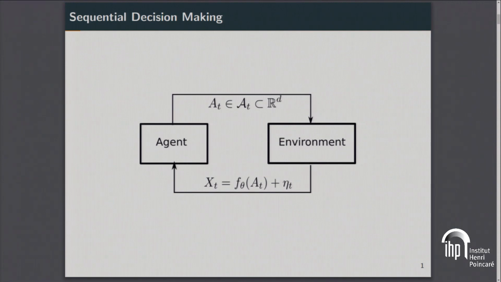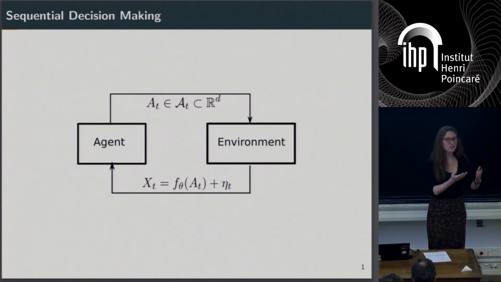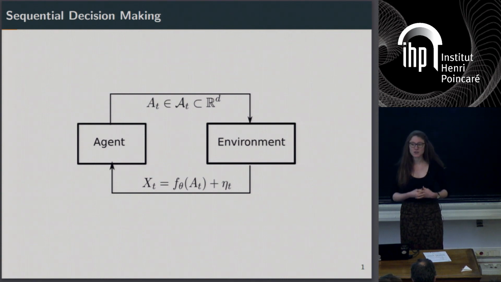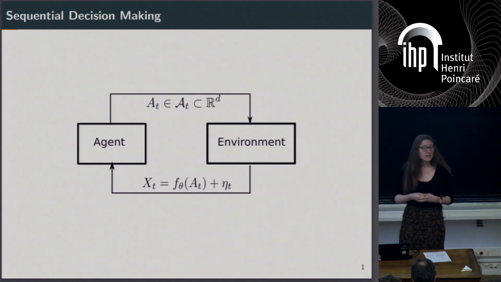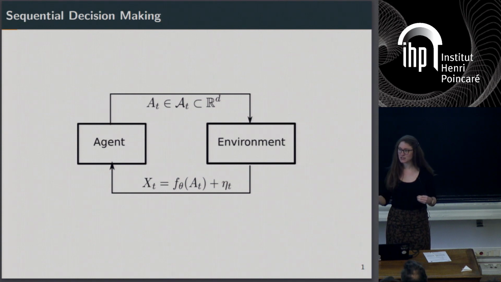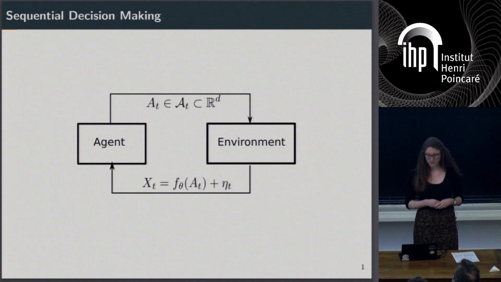It's a parameterized function with some parameter theta that is unknown. So I don't know this function f_theta of a_t. And the environment sends me noisy feedback. And the agent has to learn a policy, that is a way to choose the next action given the information that has been observed so far.